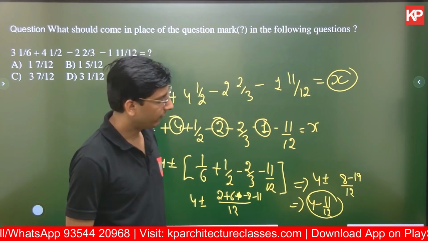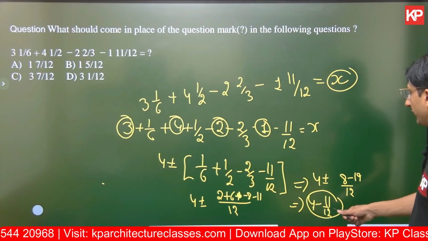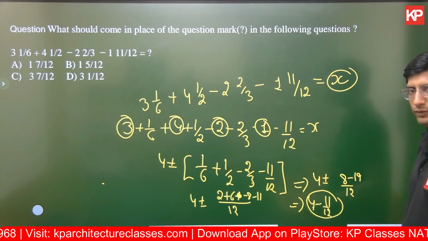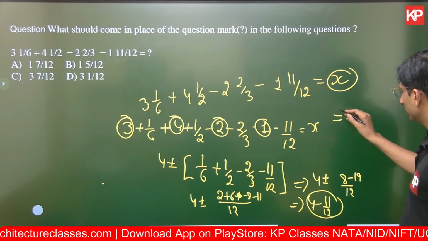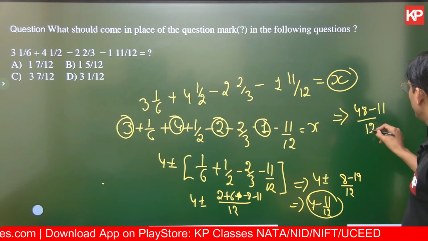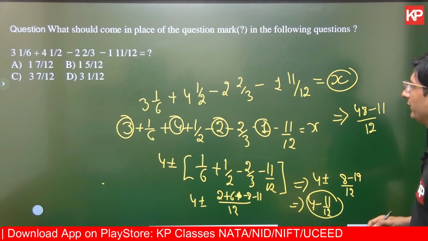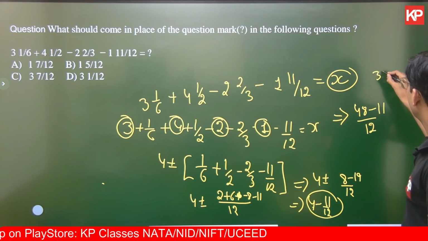Solve this and that will be your answer. So 4 minus 11 by 12. The LCM is 12 only. 12 fours are 48. So 48 minus 11 by 12. 48 minus 11 is 37 by 12.